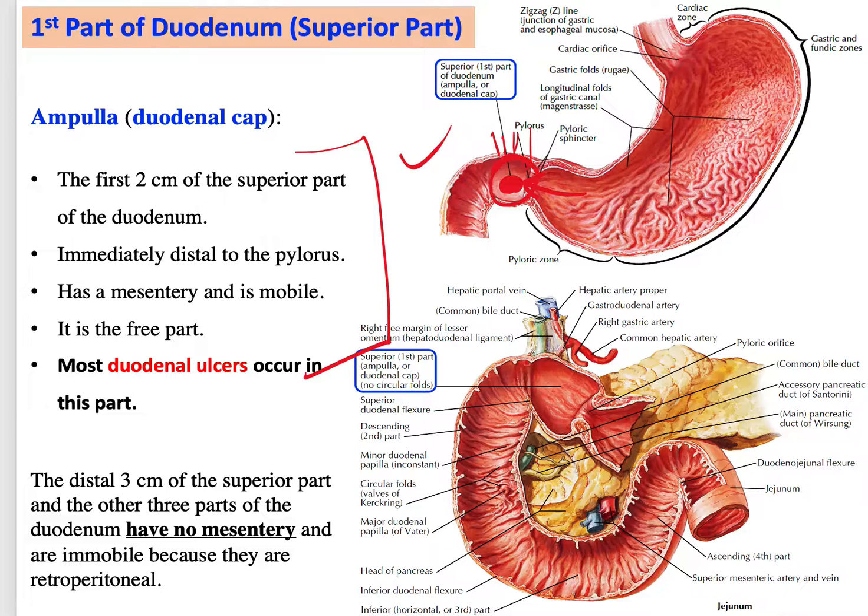Now, somebody can say, yes, what about the rest, the 3 centimeters of the first part? Yes, the rest 3 centimeters of the first part has no mesentery. That means it has no peritoneum connected to it. The rest of the duodenum here inferiorly is behind the peritoneum, but this part, the duodenal ampulla or duodenal cap, is covered by peritoneum, and you see here.